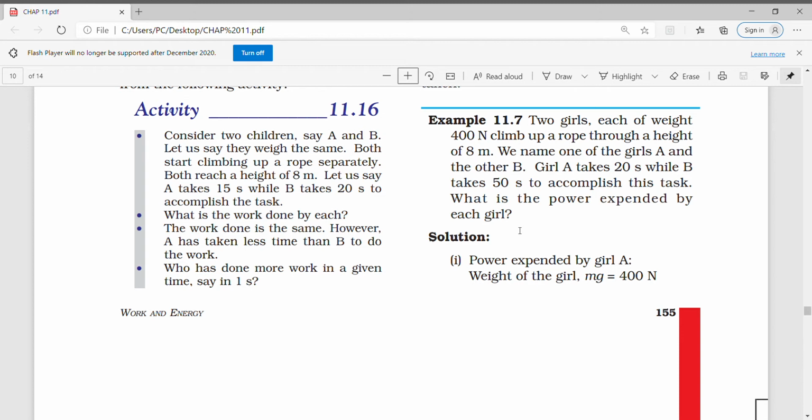Power is work done upon time taken, and here work done will be equal to mgh because they are climbing a certain height. So work done will be equal to potential energy, and the formula will be mgh. Let us start with the solution. Weight of the first girl is 400 newtons, and you know the formula for weight is mg, so mg is equal to 400 newtons.